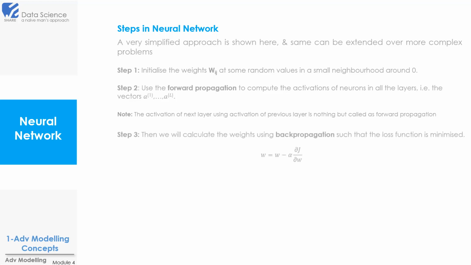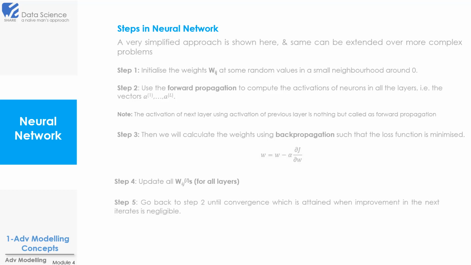Then in the third step, we will have to calculate the weights using backpropagation such that the loss function is minimized. Now this is a crucial step and I will be explaining this in a bit more detail. But for now, see the next step first. Then in the fourth step, we will update the weight matrix for all the layers. And then we'll go back to step 2 until convergence, which is attained when improvement in the next iterate is negligible. So we keep on doing this until improvement in the next step becomes negligible.